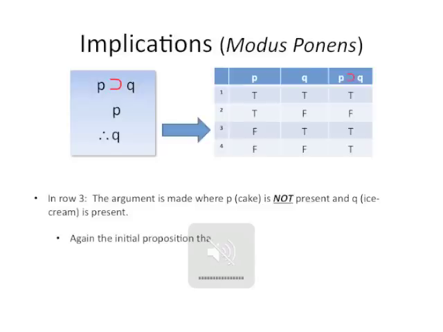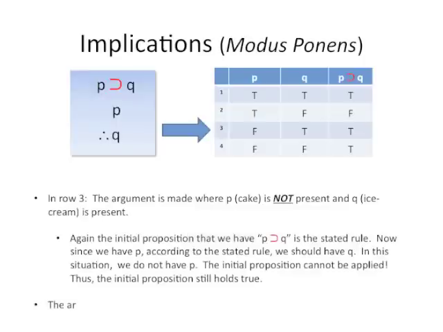Well, again, if we do have P according to the stated rule, we should have Q. But in this situation, since we don't have P, really the initial proposition can't be applied. Thus, the initial proposition still holds true.